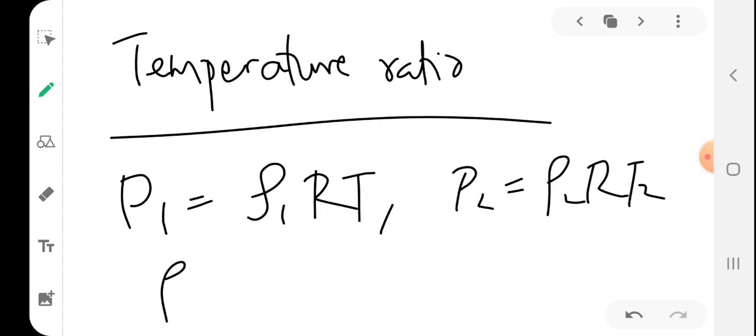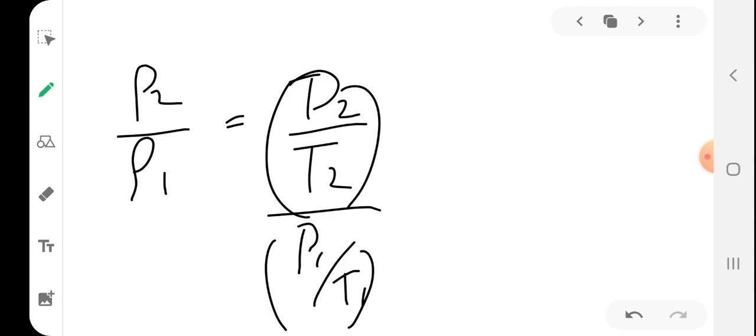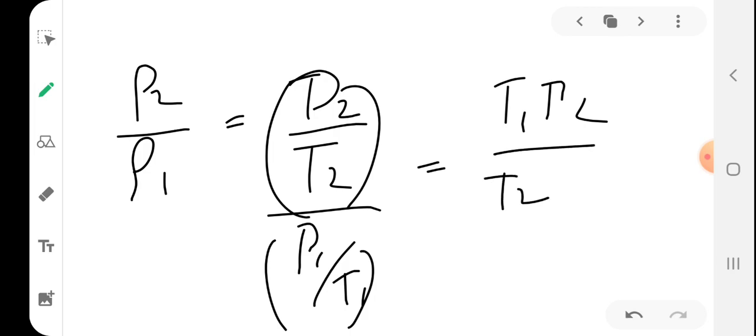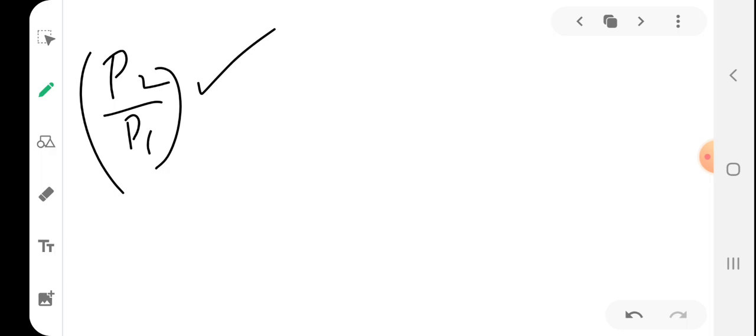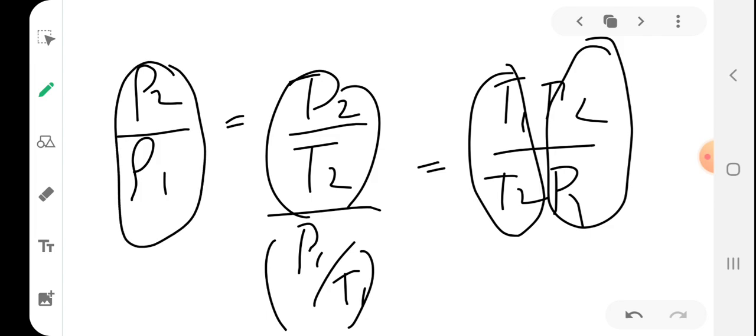Rho 1 equals P1 by T1, as R gets cancelled. Similarly, rho 2 equals P2 by T2. So rho 2 by rho 1 can be written like this, T1 P2 by T2 P1. Students, we already know the ratio P2 by P1. But what is our aim? Our aim is to find a relationship for T1 by T2. P2 by P1 is known, but rho 2 by rho 1 is still unknown.